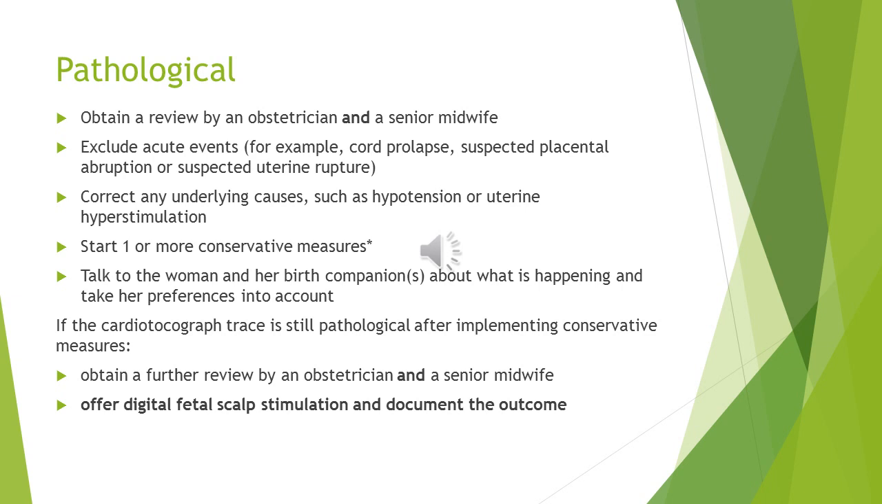Again, start the conservative measures as before. You have to communicate again. However, this CTG is abnormal, so you need to take an action. If these conservative measures didn't correct the CTG, you have to do an action. This action will start first by digital scalp stimulation.